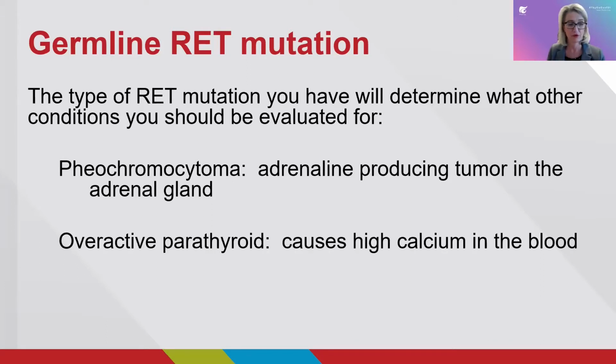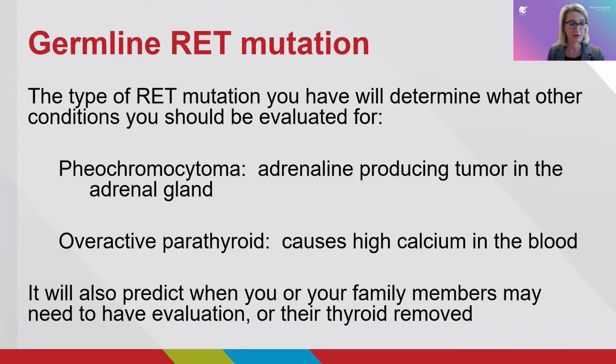You can also have overactive parathyroid glands that regulate your calcium in your blood. So not everybody who has a RET mutation has these two things, but some do, and they have them at much higher rates than the general population. So we screen for them to make sure we're not missing something. It will also predict when you or your family members may need to start having an evaluation or even have their thyroids removed if you do have this mutation in your germline or in your family.